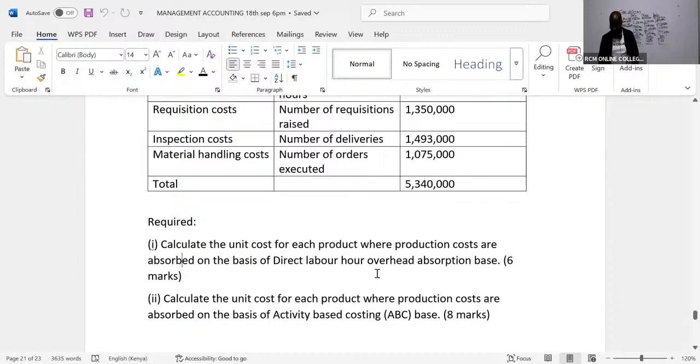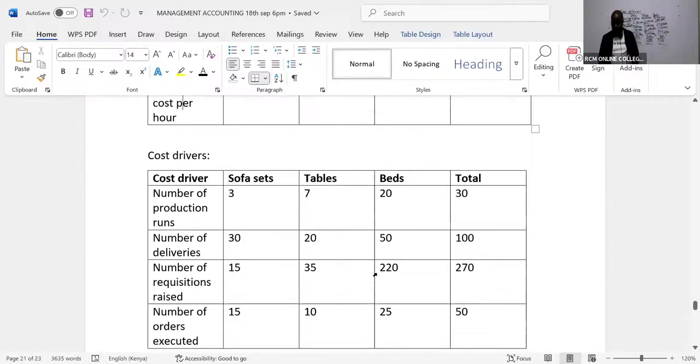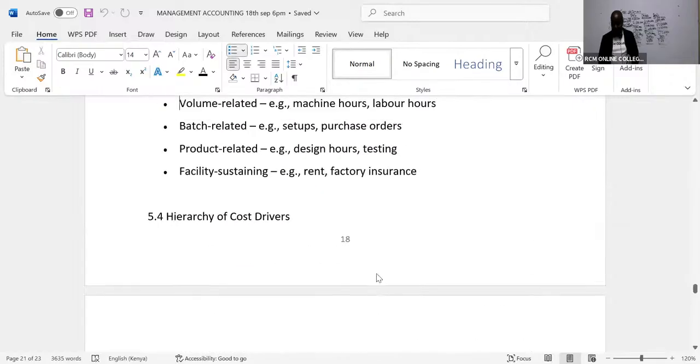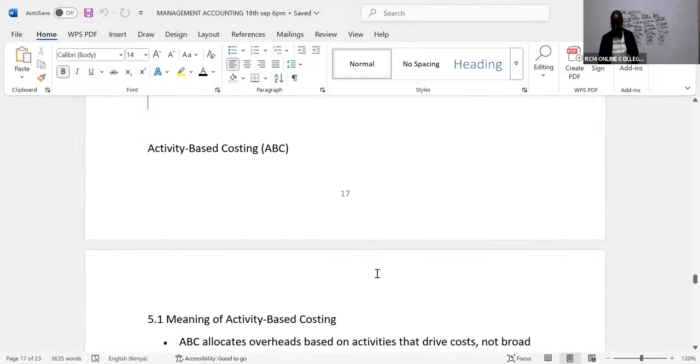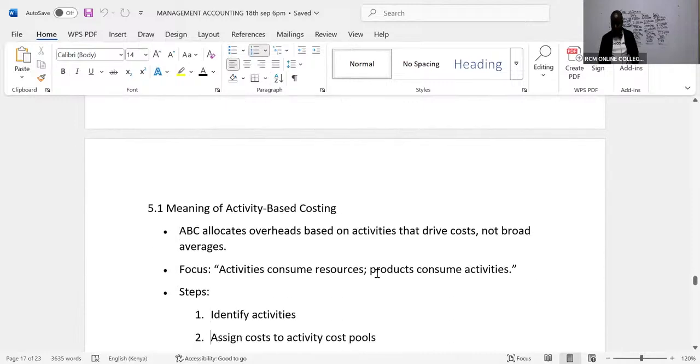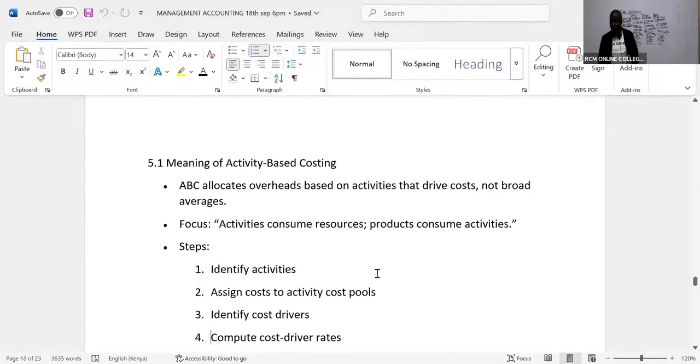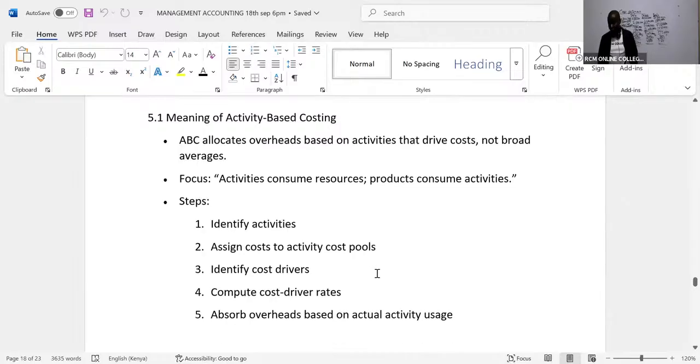Then I would want to refer back to my handout. What is this animal called ABC? Activity-based costing, what is it? I'm told there 5.1. I don't have to give you notes, right? So 5.1, and I'm finishing this topic today. That's why they call me the CPA Chief Ninja.